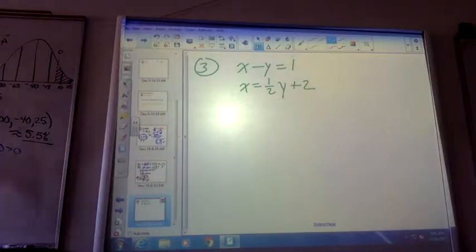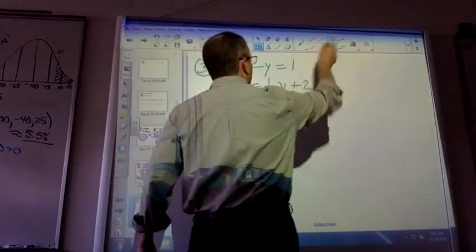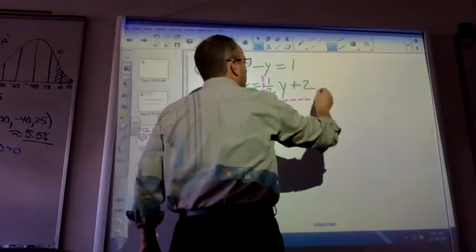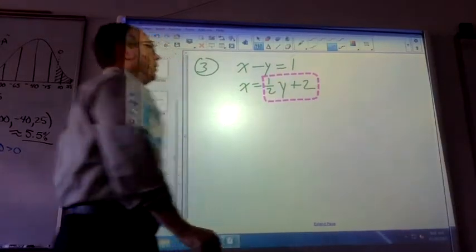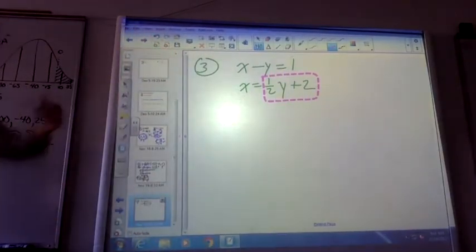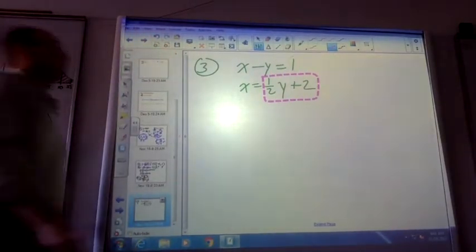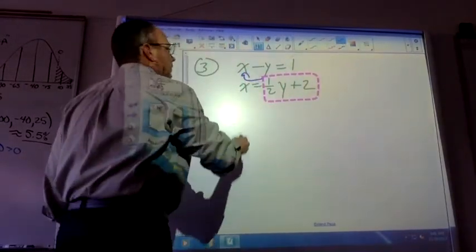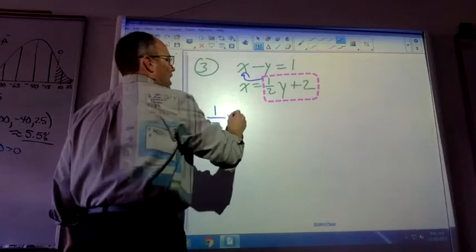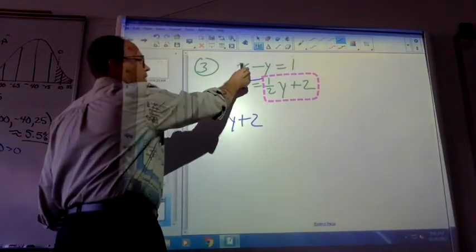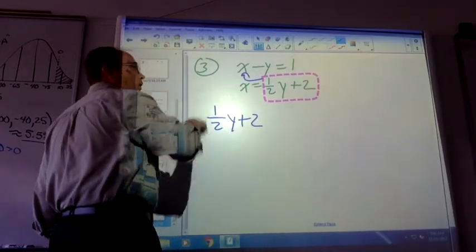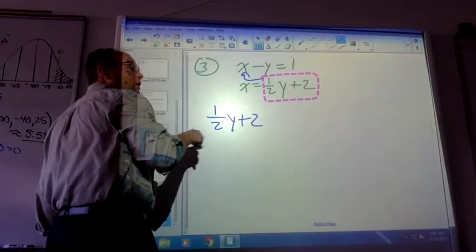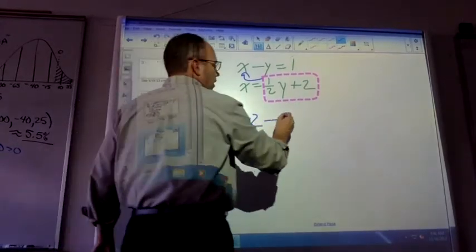Yep. All right, so I'm going to take this right here, and what am I going to do with it? Plug it into the top half. Put it into the other equation for the x. Okay? So I have 1/2 y plus 2. That was the x. What comes next, according to my first equation? Minus y. The minus the y. Good.